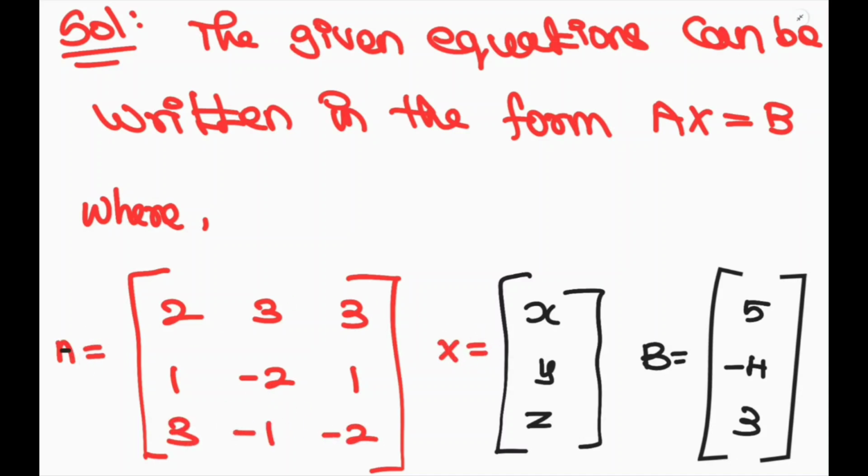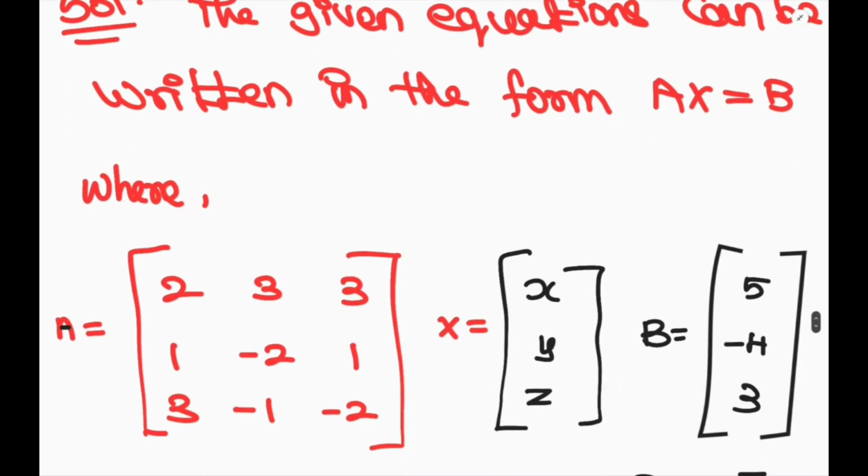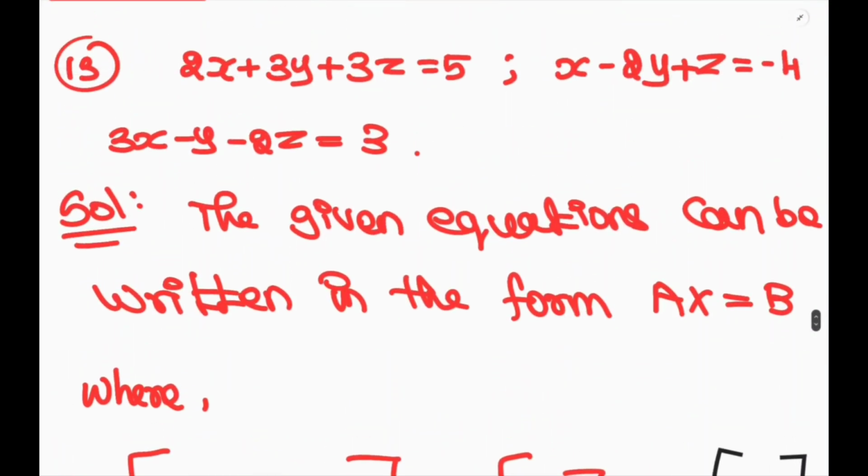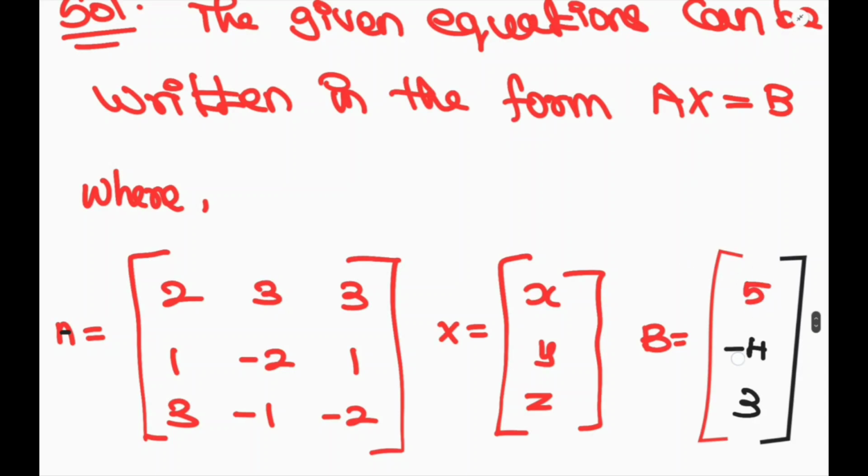Then what about X, the variables? x, y, z is your variable, so that is your X matrix. And then B is nothing but the right hand side of the given equations: 5, minus 4 and 3. So that is your B matrix. So that's all for the split up, right?